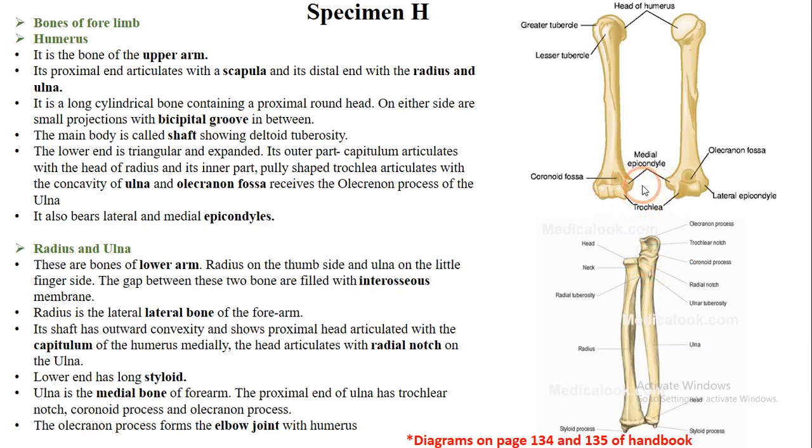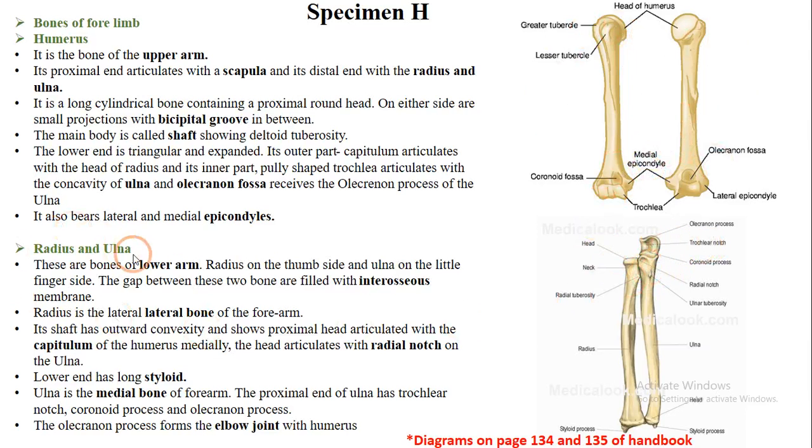And the olecranon fossa of the humerus will articulate with the olecranon process of the ulna. Once again, the outer part will articulate with the head of the radius. The inner part, or the trochlea, will articulate with the concavity of the ulna, and the olecranon fossa of the humerus will articulate with the olecranon process of the ulna.